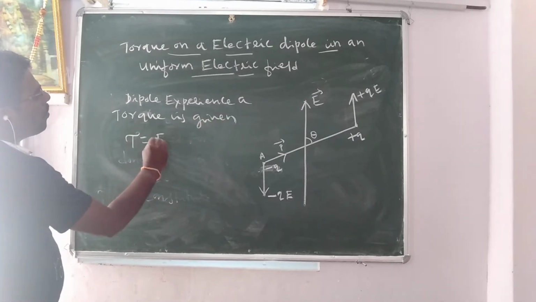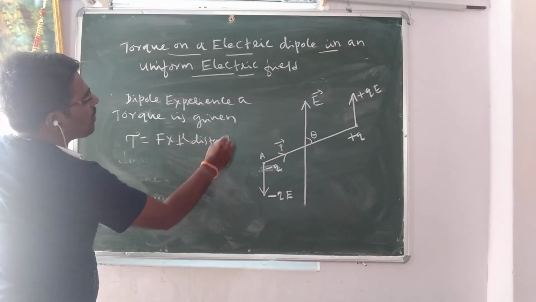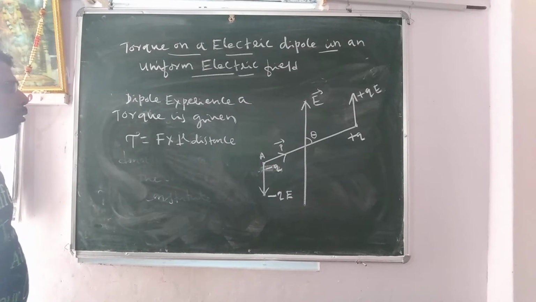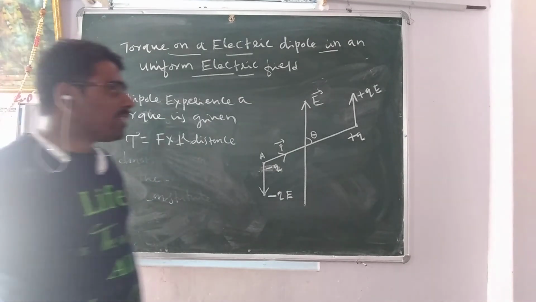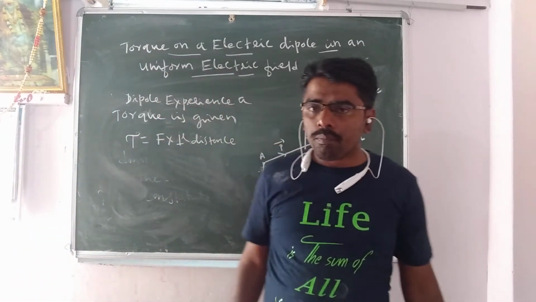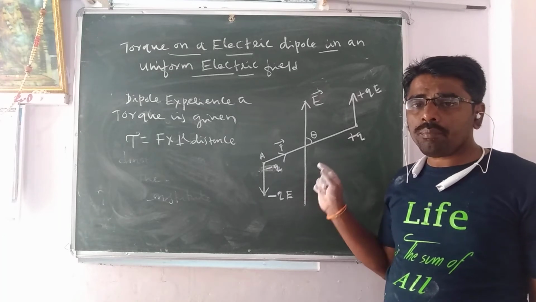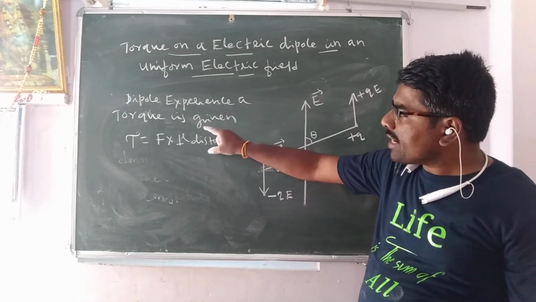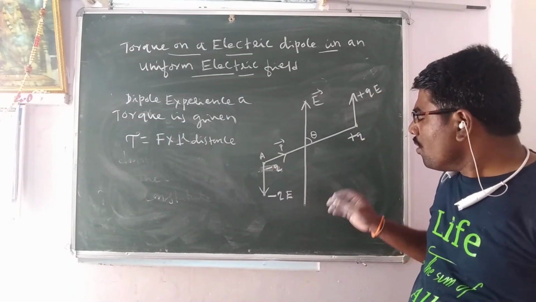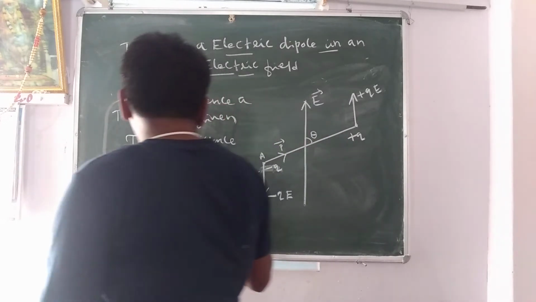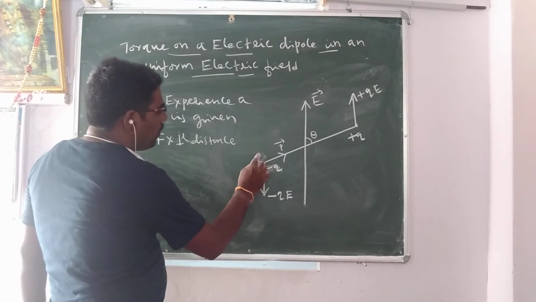tau is equal to force into perpendicular distance. Torque on a dipole is given by force into perpendicular distance. Minus QE and plus QE are two unlike parallel forces not acting on the same line, constituting a couple, and hence the dipole experiences torque given by force into perpendicular distance. How to calculate this torque? From the diagram we draw each force.